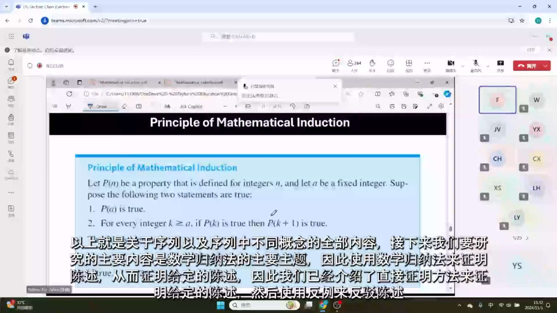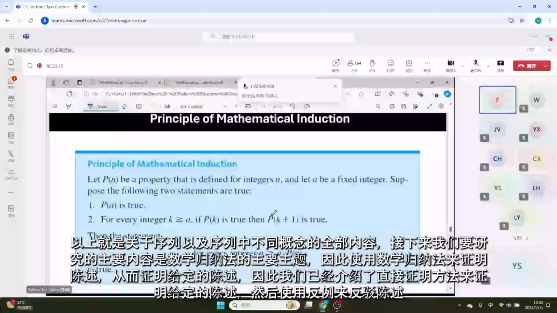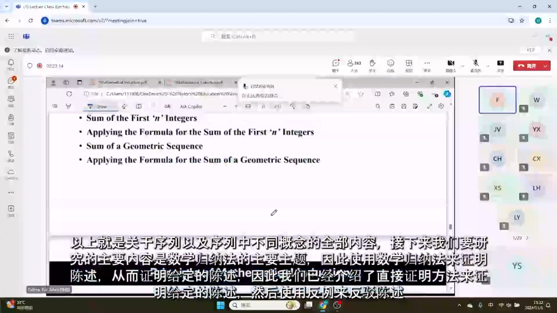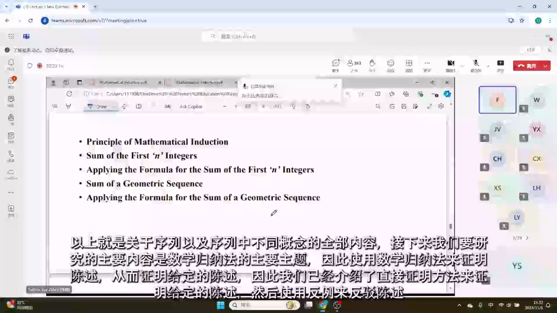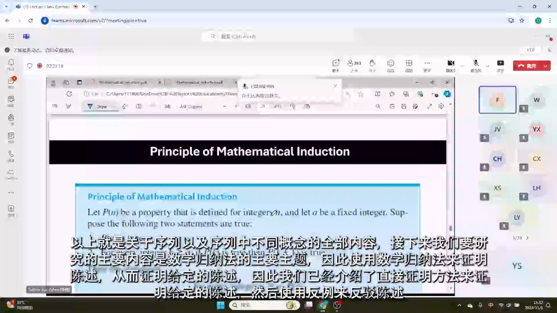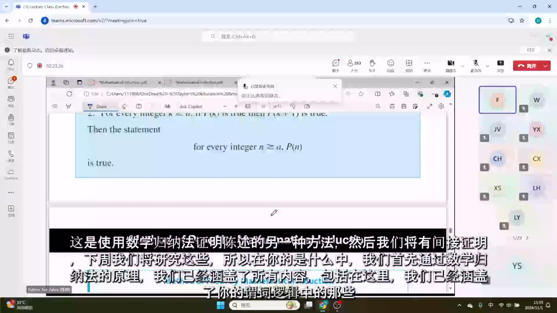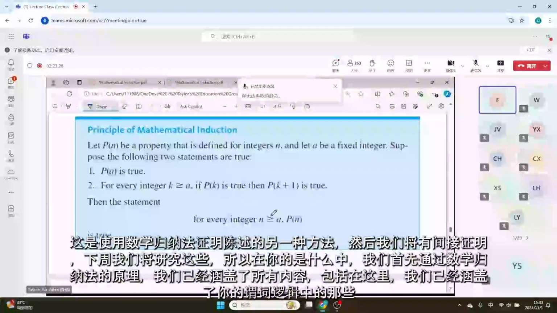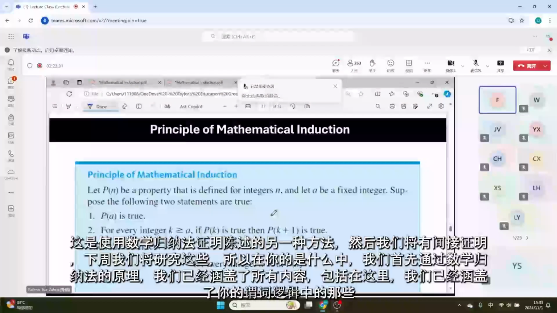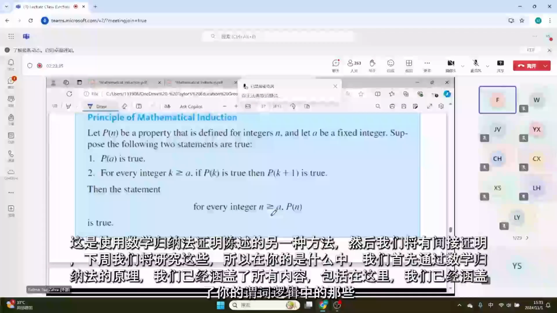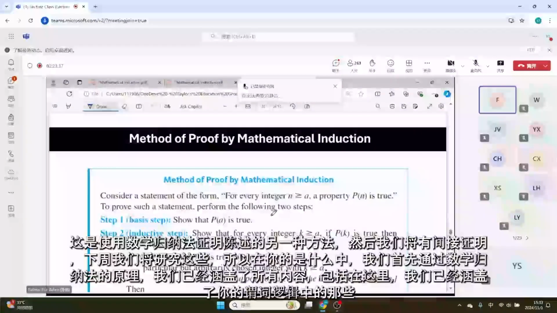Next, the main thing that we will look at is the main topic, the principle of mathematical induction. So proving given statements using mathematical induction. We have covered the direct proof method to prove given statements, and then disproving statements using counterexamples. This is another method of proving statements, using mathematical induction. And then we will have indirect proof, which we will look at next week.